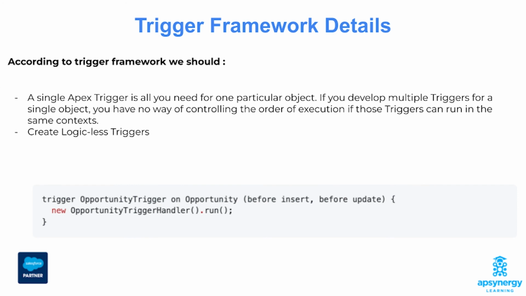Triggers should be, in my opinion, logicless. Putting logic into your triggers creates untestable, difficult to maintain code. It's widely accepted that a best practice is to move trigger logic into a handler class. According to this trigger framework, a single Apex trigger is all you need for one particular object. If you develop multiple triggers for a single object, you have no way of controlling the order of execution if those triggers can be run in the same context. Logicless triggers. If you write methods in your triggers, those can't be exposed for test purposes. Also, you can't expose logic to be reused anywhere else in your org.